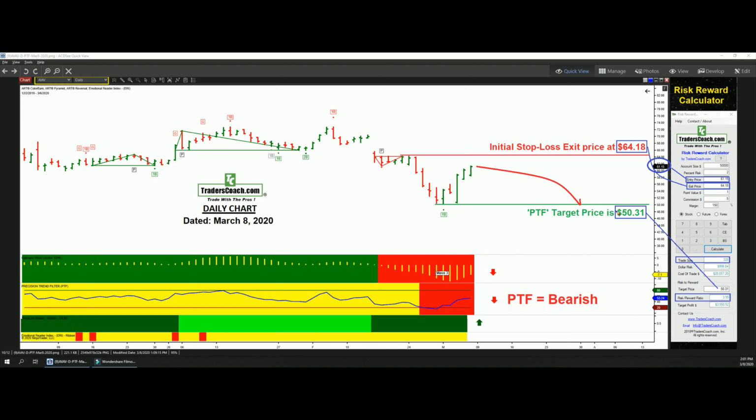We developed the ART software, which gives us these triangular shapes on the chart that we use for entries and exits. We're also going to use indicators at the bottom that help determine the momentum and the direction of the trade. And then we're going to use the risk to reward calculator on the far right hand side for risk control, because risk control is very important.